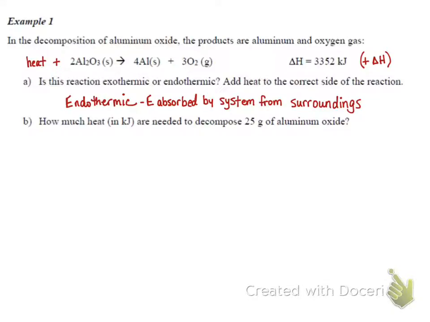So adding some math to this, how much heat must be added, in kilojoules, to decompose 25 grams of aluminum oxide? So here we're given our reactant in grams, and the delta H is always going to be per mole, or in this case per 2 moles. So we're going to have to convert aluminum oxide from grams, 25 grams, to moles.